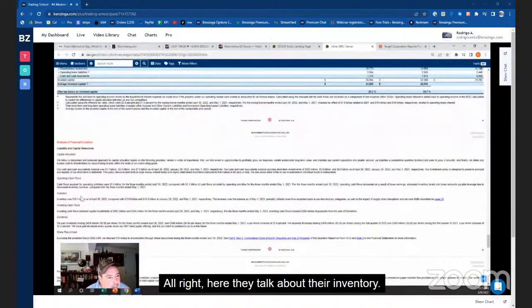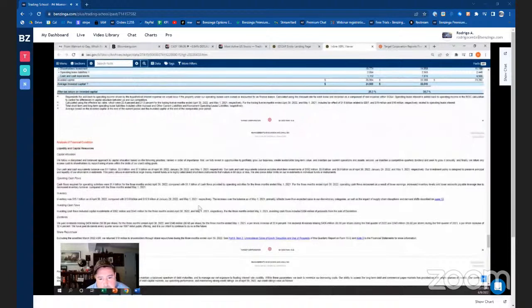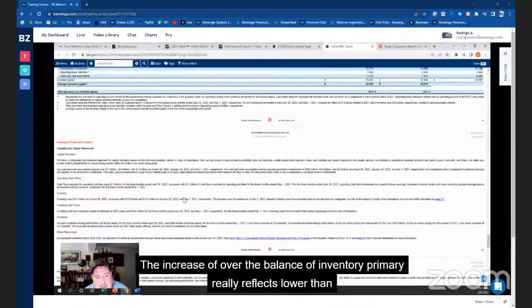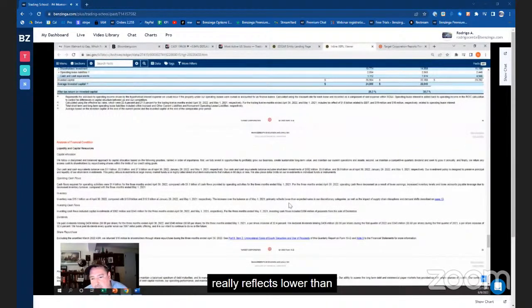All right, here they talk about their inventory. The increase over the balance of inventory primarily reflects lower than expected sales, as well as impact of supply chain disruptions and demand shifts, whatever that means.